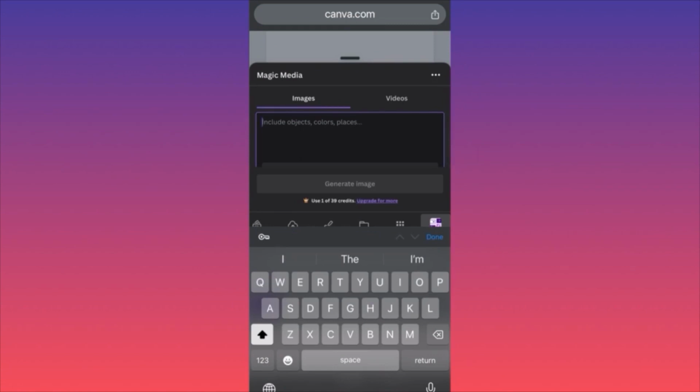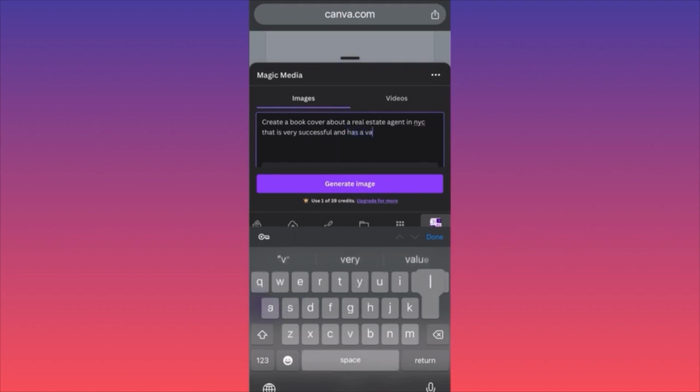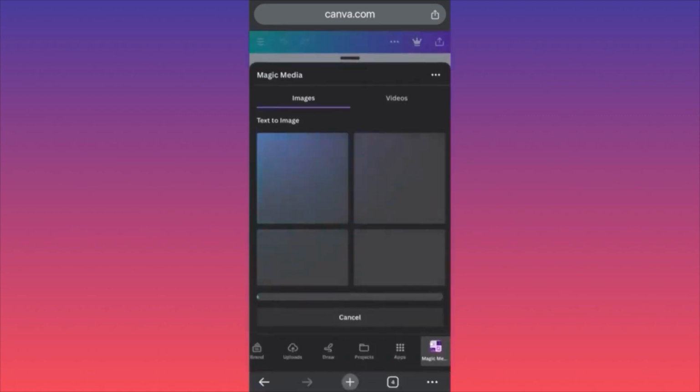So in our example, the prompt that I'm going to input will be: create a book cover about a real estate agent in New York City that is very successful and has a lavish lifestyle. Generate.